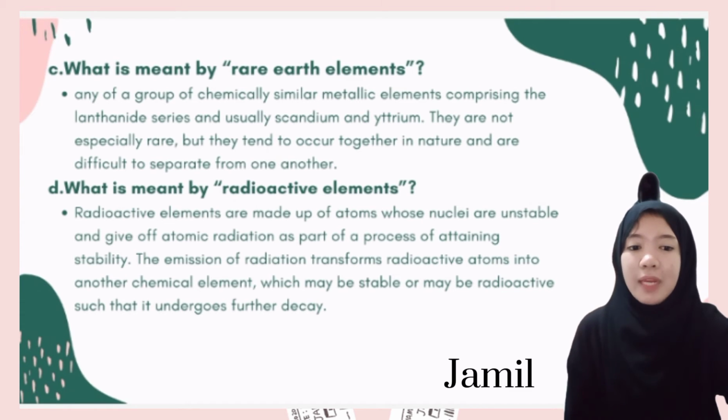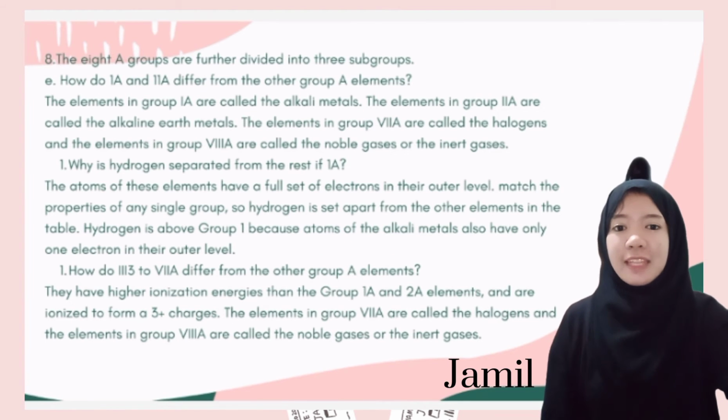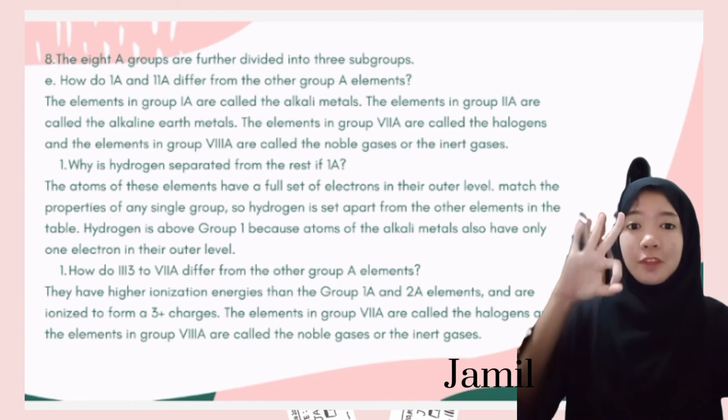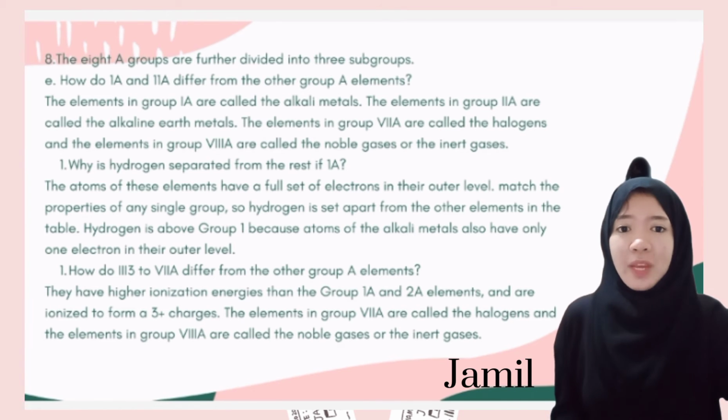Radioactive elements are made up of atoms whose nuclei are unstable and give off atomic radiations as part of the process of attaining stability. The emission of radiation transforms radioactive atoms into other chemical elements which may be stable or may be radioactive such that they undergo further decay. Number 8. The 8A groups are further divided into 3 subgroups. So the question is, how do A1 and A2 differ from the other group A elements?